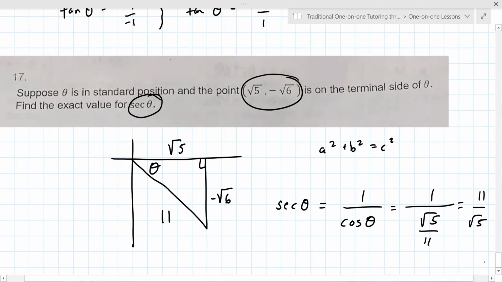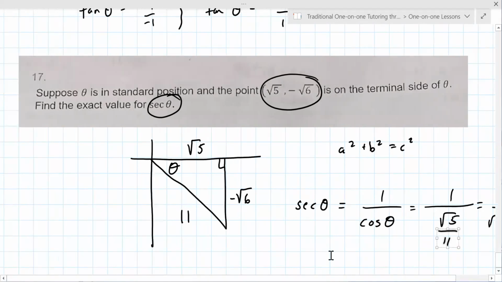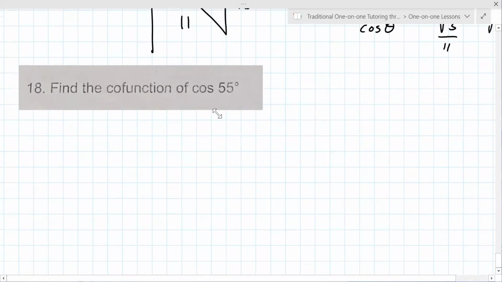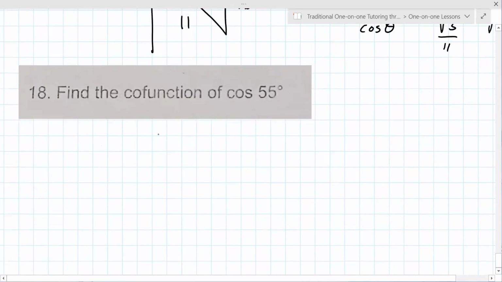Great. So our last question here, it says find the cofunction of cosine. So let me snip this in. Cofunction of cosine 55. Okay, so what they're trying to tell you, and there's actually 6 of these. Let me go grab them so you can see. I'm just going to snip these in. There they are. Okay, let me not use this one.